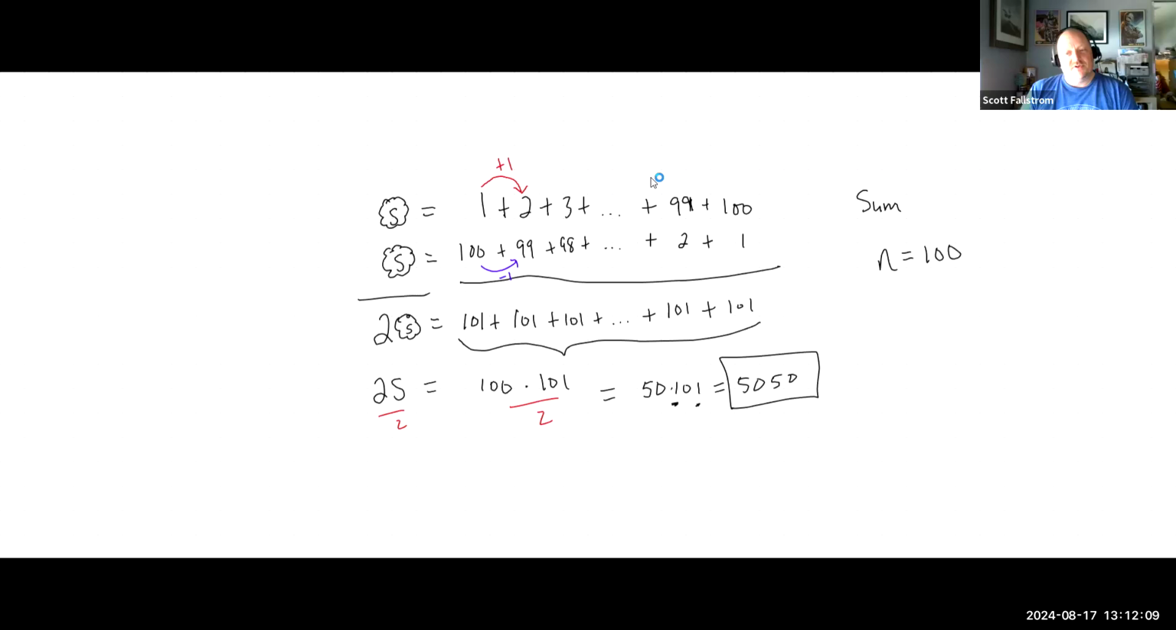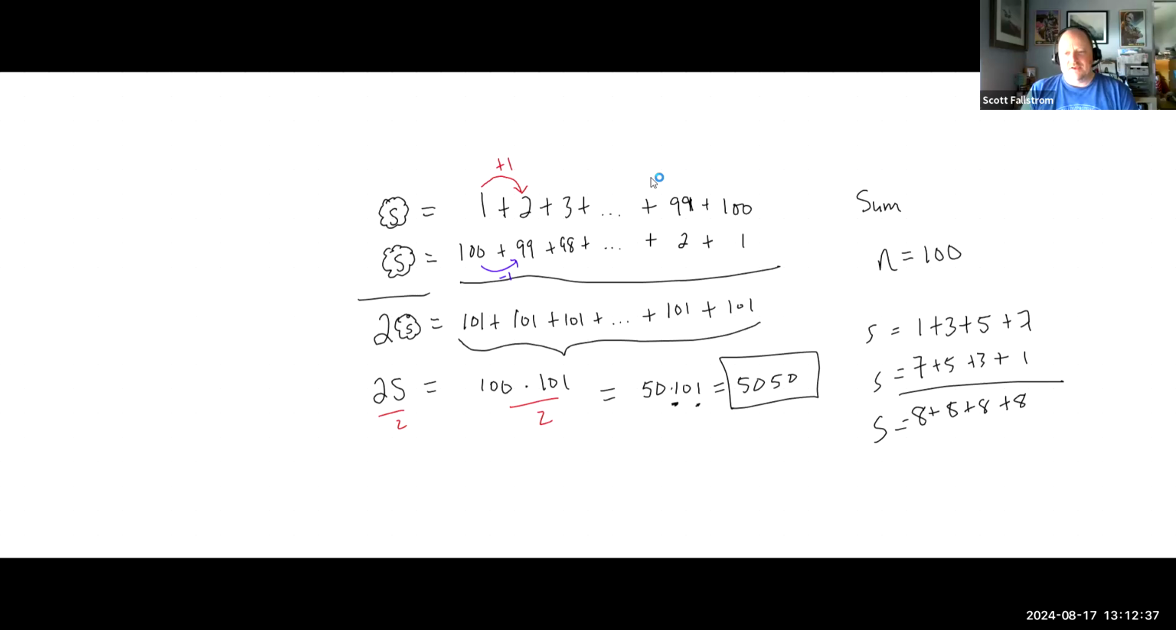What if I was adding 1 plus 3 plus 5 plus 7? Right? If I wrote that backwards, it'd be 7 plus 5 plus 3 plus 1. And each of these, when I add them, even though I went up 2, I also went down 2. So each of these is going to be 8. That's a beautiful pattern. And again, I don't know what that adds up to, but I know there's a bunch of 8s. In this case, there's 4 of them.